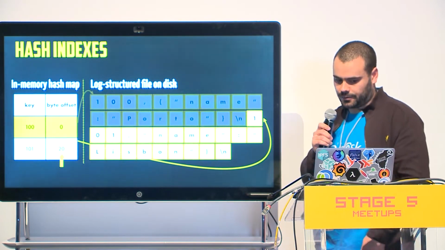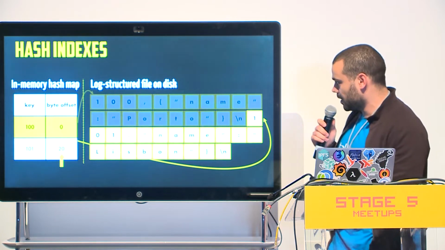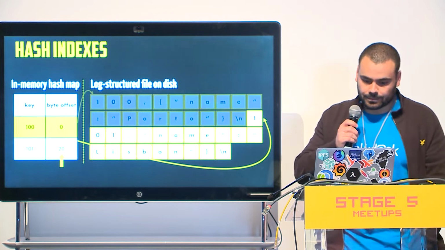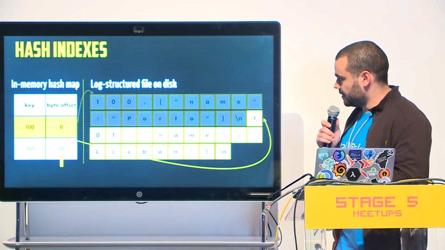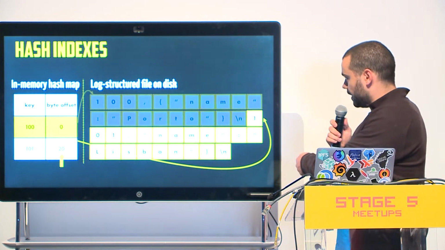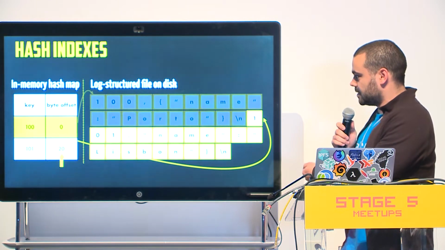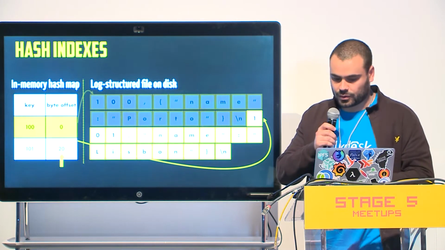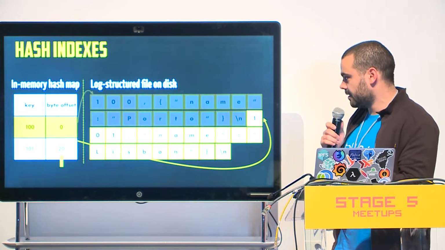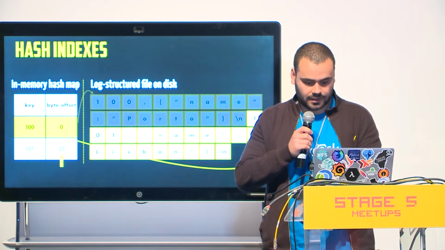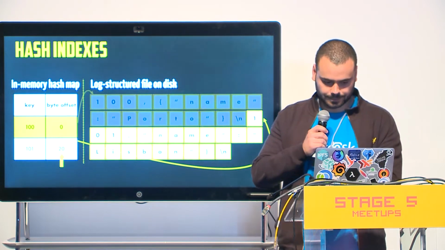So take for example, if you want to search for the object that contains the name Lisbon, we'll have to search for the key 101, get the byte offset, go to the file. In this case, it's 20, and we'll have to move to the log structured file and start reading from the 20th byte until the end of the line. So this is the way that we search for things.